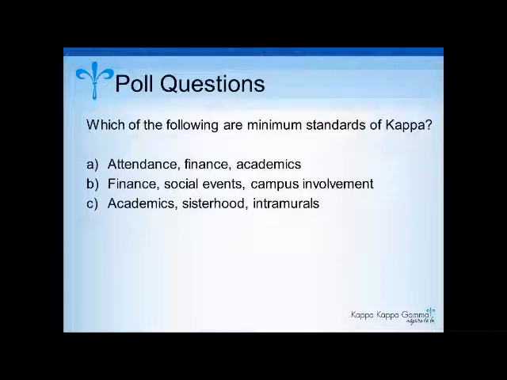And here is our final poll, which I'm going to ask you to type in the answer here, either A, B, or C. Which of the following are minimum standards of CAPA? A, attendance, finance, academics. B, finance, social events, campus involvement. Or C, academics, sisterhood, or intramurals. So please type in your answer, either A, B, or C.